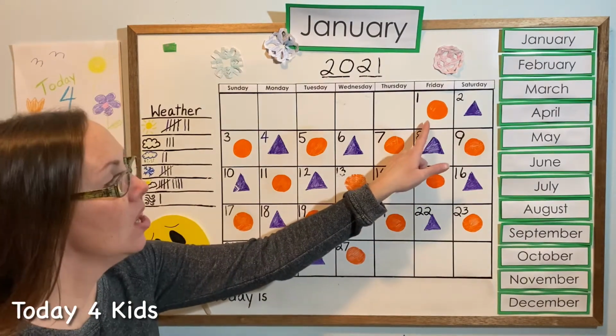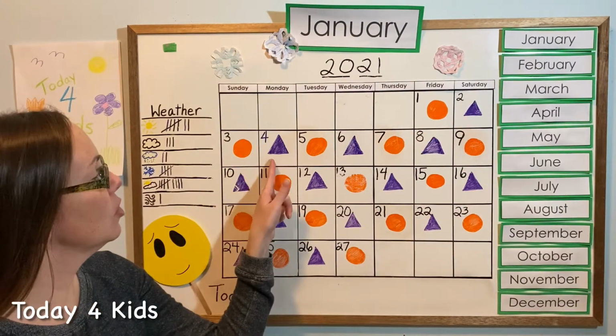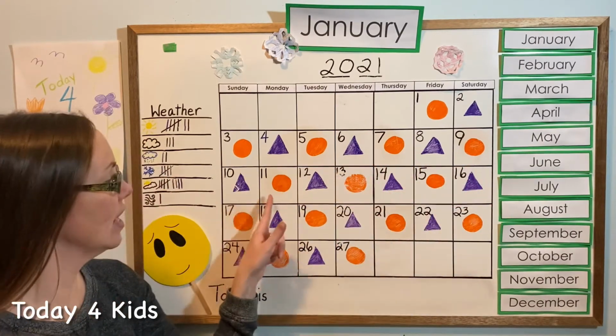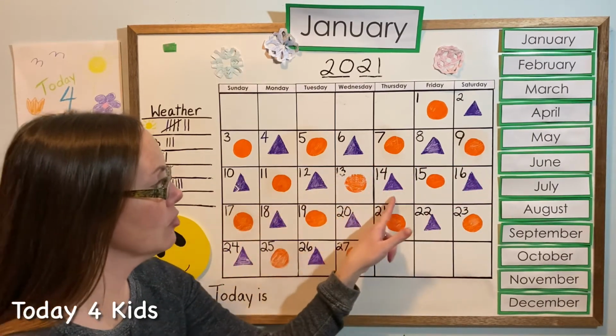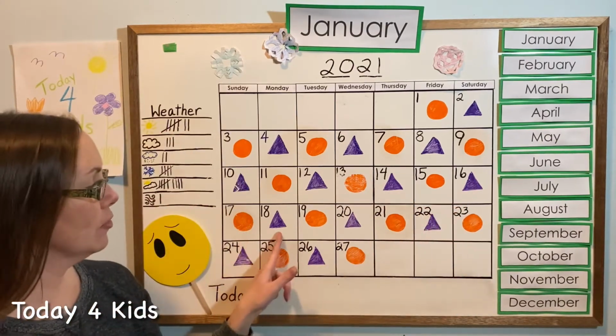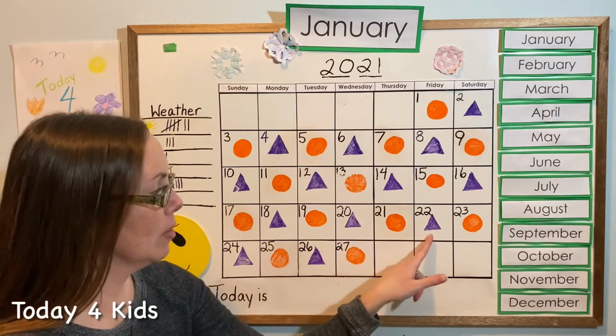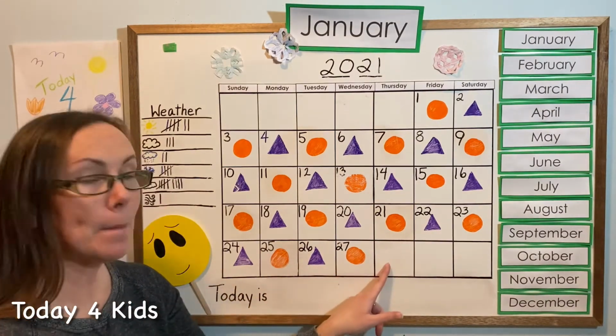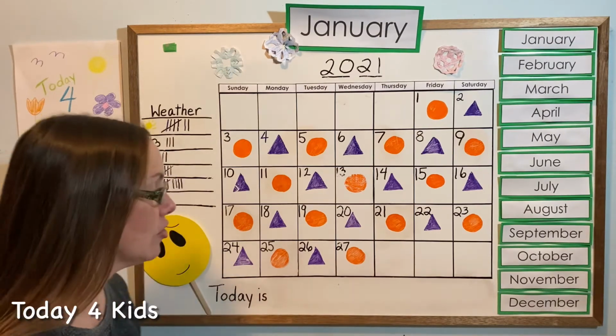Say them with me. Orange circle, purple triangle, orange circle, purple triangle, and so on, all the way through the pattern. I need to take a breath. Orange circle, purple triangle, orange circle, purple triangle. Did you guess purple triangle?